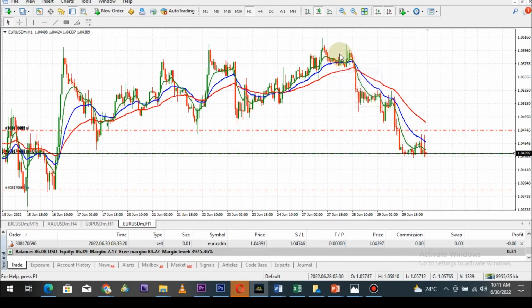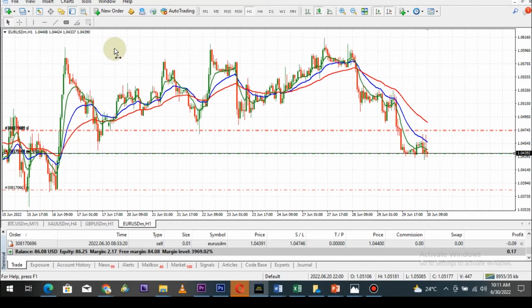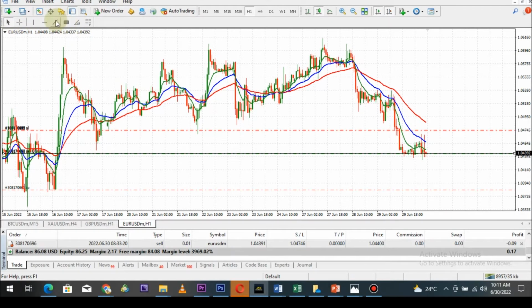So in this video, we'll be looking at how to actually draw the support and resistance zones we talked about on the board, on the software itself. So this is MT4.